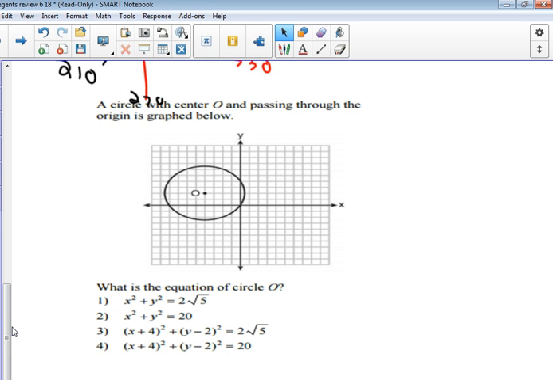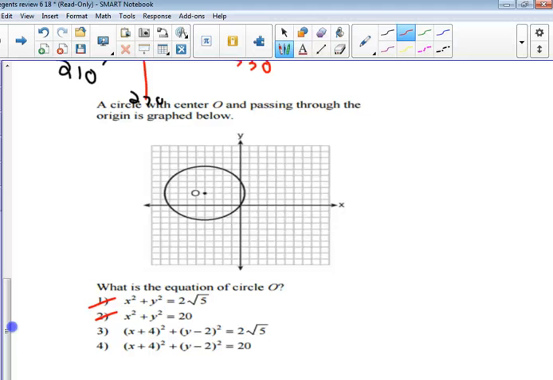Okay, so right away, I'm gonna pick on you because you knew this. Which ones could you get rid of right away here? 1 and 2. What's the center of these two circles? The origin, good. It would have had to be 0, 0. That's why there's no parentheses. So it can't be 1, it can't be 2.